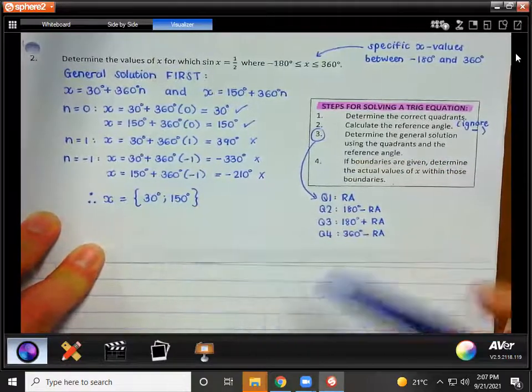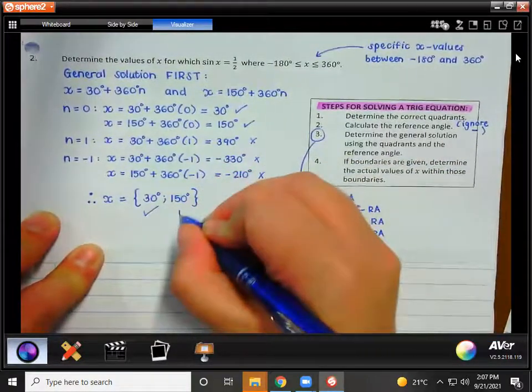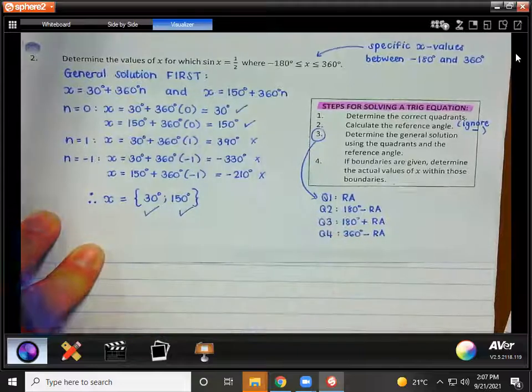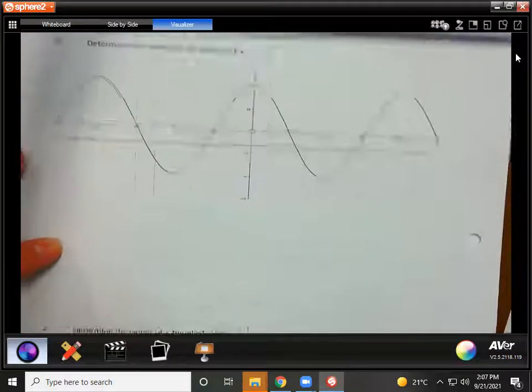If it was this question, you would get a mark for 30 and a mark for 150. That's it. Sometimes you might even get 1 mark for both of them. So please don't spend time on writing this down. Okay, let's turn the page. Let's do number 3 together.